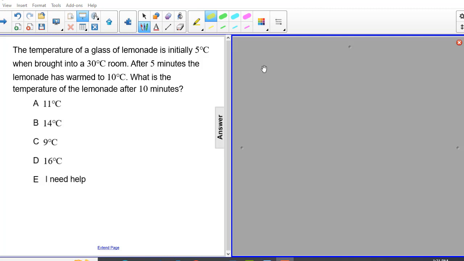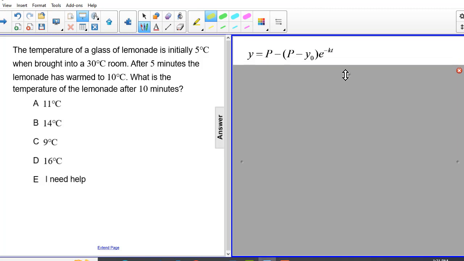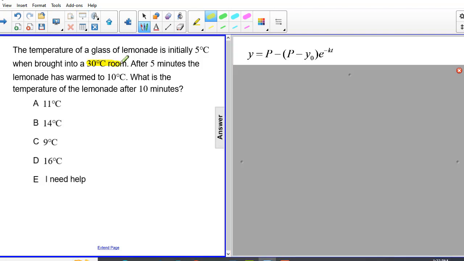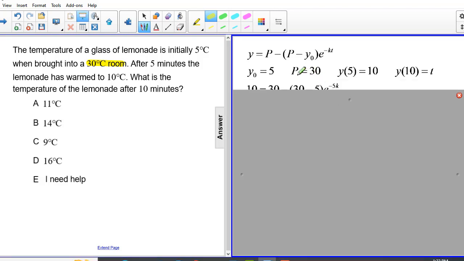Recall the general solution of simple inhibited growth is y is equal to capital P minus y sub 0 times e to the negative kt power. The information provided in this scenario indicates that P is equal to 30 since the room is 30 degrees Celsius. That'll show up right here.